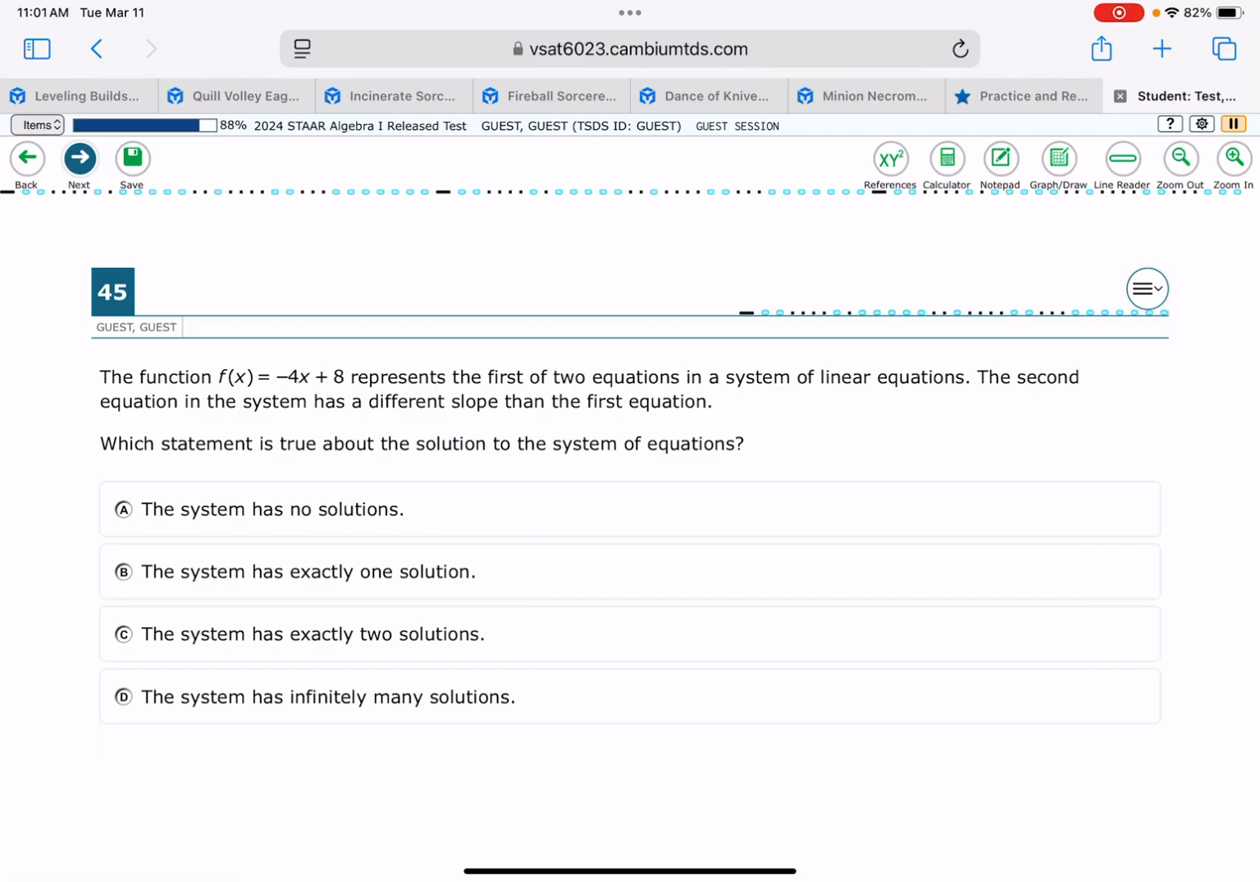Okay, so it says we have this function, and it represents the first of two equations in the system of linear equations. The second equation in the system has a different slope. If it has the same slope and same y-intercept, then it would be infinite solutions. If it had the same slope, then it would have no solution. But since we just have a different slope and the same y value, that means you will have exactly one solution.